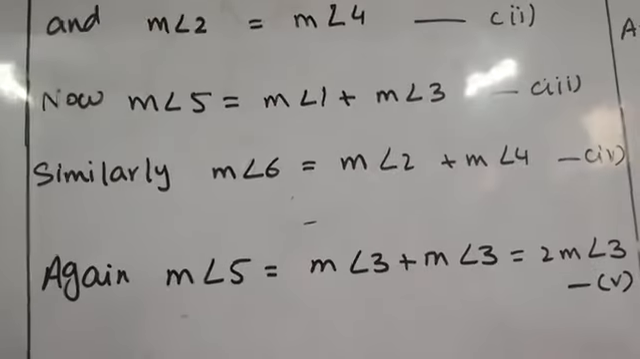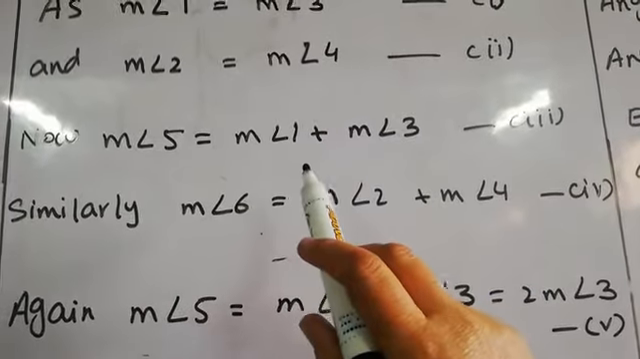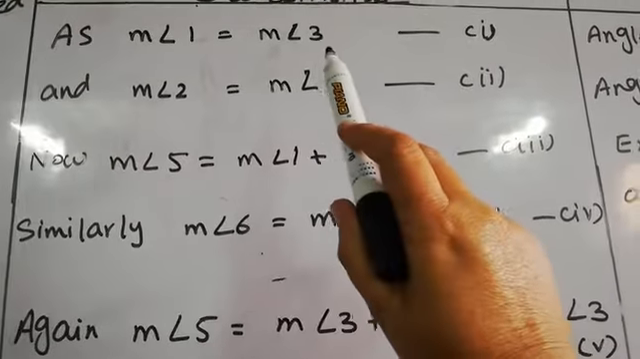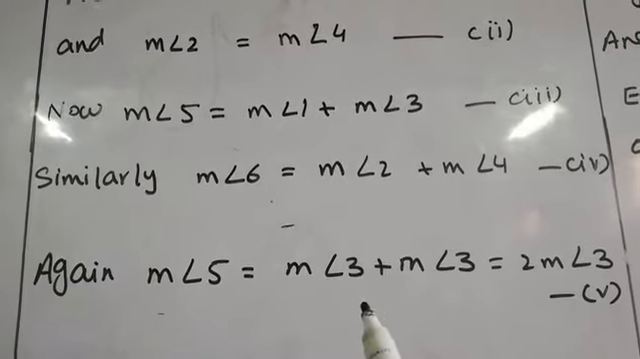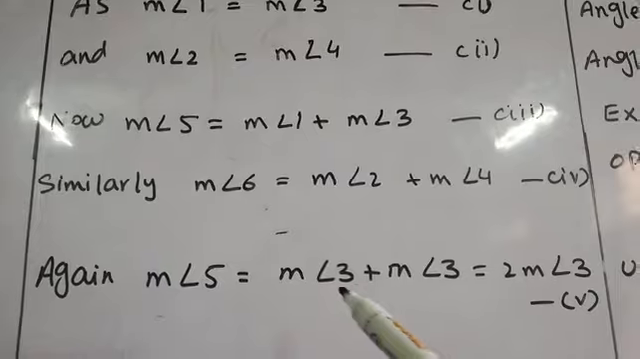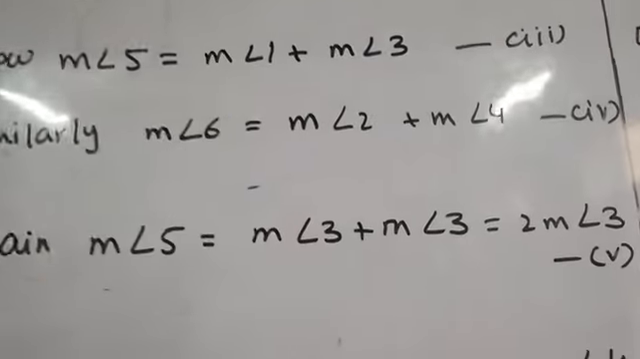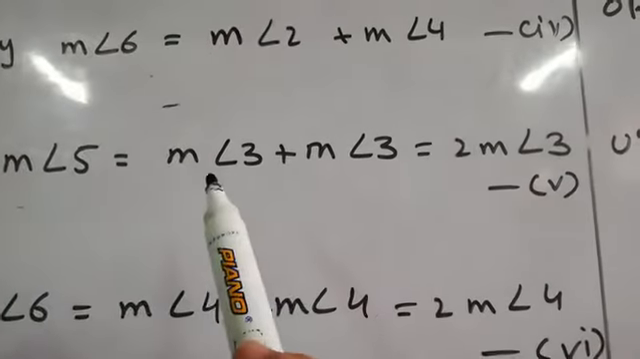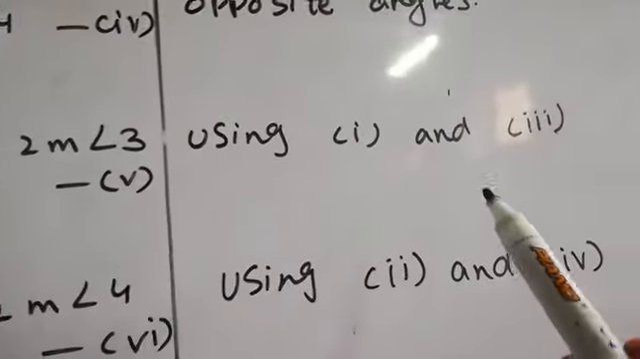But my dear students, we can see that the measurement of angle 5 equals the measurement of angle 1 plus the measurement of angle 3. But you know that angle 1 and angle 3 are both equal. So we can write that the measurement of angle 5 equals the measurement of angle 3 plus the measurement of angle 3, because 1 and 3 are equal, so we can write 3 instead of angle 1. Since both are the same angles, we write 2 times the measurement of angle 3, by using statements 1 and 3.